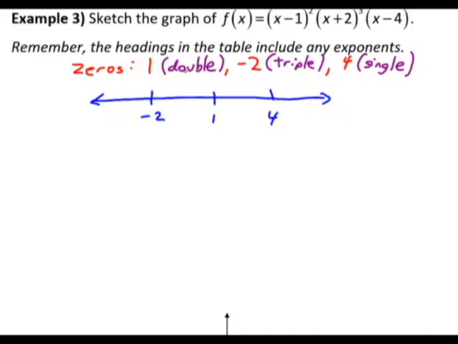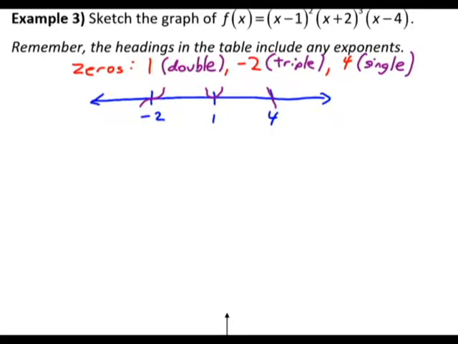Again, I'm going to use these annotations to put reminders of what the shape of the graph is going to be. At 1, we have a double root, so I'm going to put a little parabola symbol here. At -2, we have a triple root. I'm going to put this cubic symbol here. We flatten and accelerate. 4 is a single root. That's a linear root, and so I'm just going to put a straight line there. It's important to stay organized because forgetting this shape at the zeros is a very common careless error.